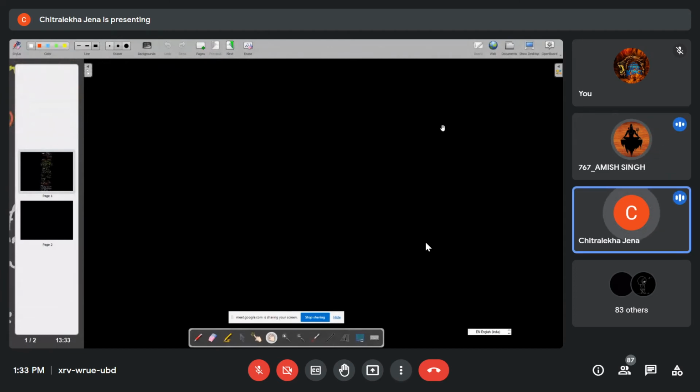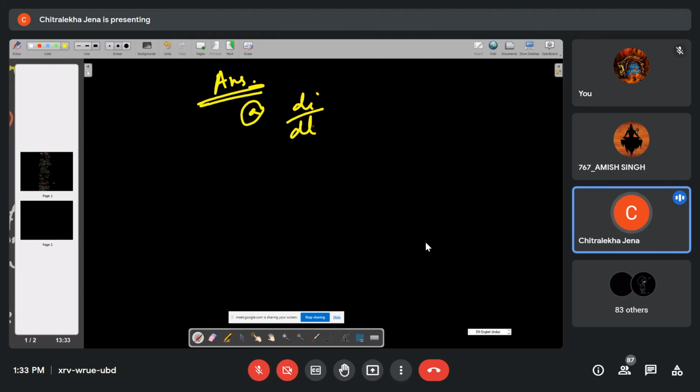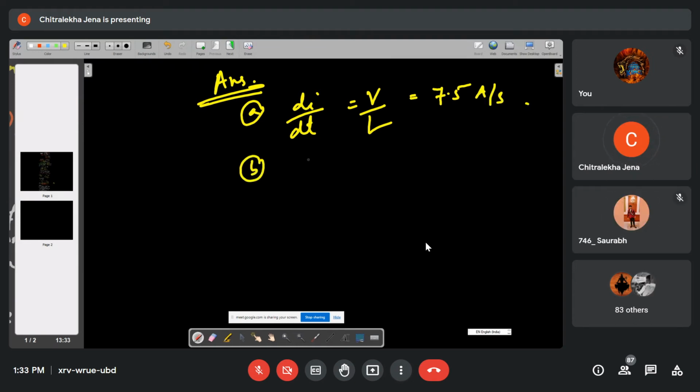So now what you will find out? Keep your formulas ready. First one is initial rate of rise of current. What is the formula? di by dt is equal to V divided by L. So this will be 7.5 ampere per second. Very good. Number two, time constant tau. L by R.